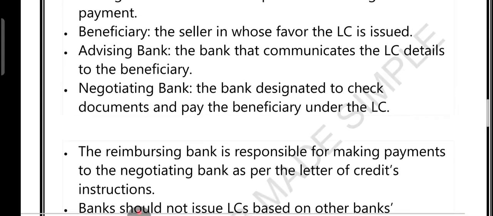Again I am repeating. Applicant is the buyer requesting the LC. Issuing bank is the bank that issues the LC. Beneficiary is the seller receiving the payment. Advising bank communicates LC details to the beneficiary. Negotiating bank pays after verifying documents.